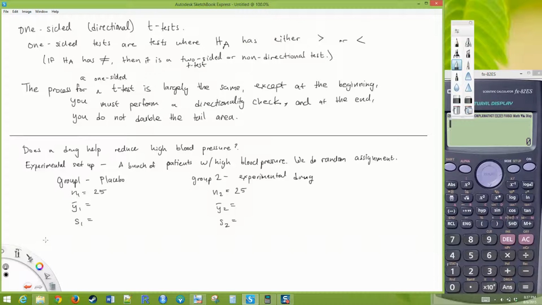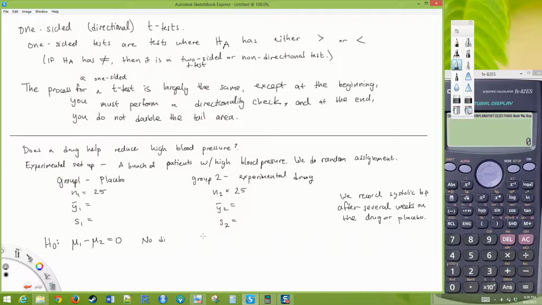So the null hypothesis would be what? Mu1 minus Mu2 equals 0. This means no difference. So this is, I'm sorry, their blood pressure after, I don't know, several weeks taking either placebo or drug. Okay, so we record systolic blood pressure after several weeks on the drug or placebo.